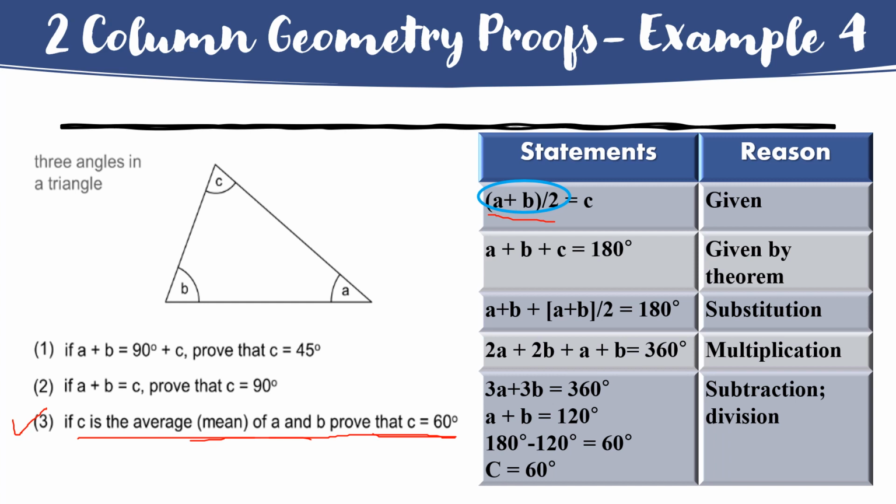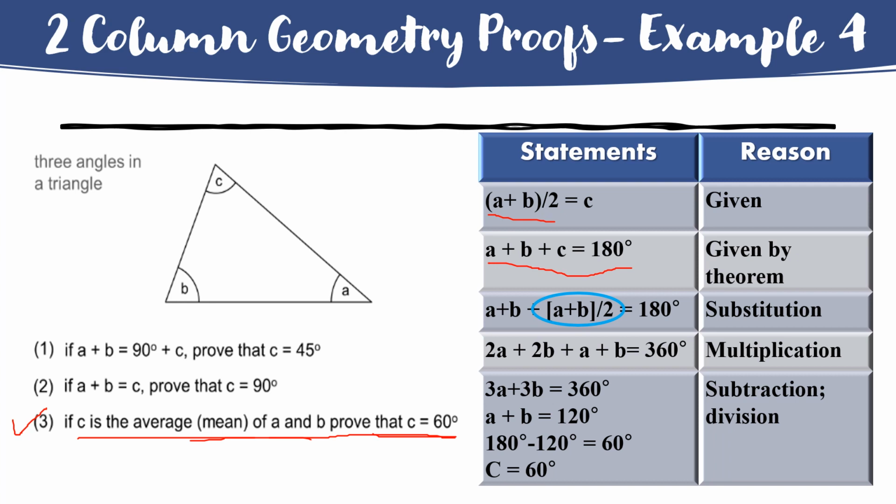To get the average, we divide by the number of items on that side of the equation. It's the easiest way to describe it. So we have A plus B, 2 variables, so we divide by 2. Hopefully that's easy to understand. And then the next thing we're given is the theorem that says A plus B plus C equals 180 degrees, and we reviewed that in our other examples, so I won't repeat that again.